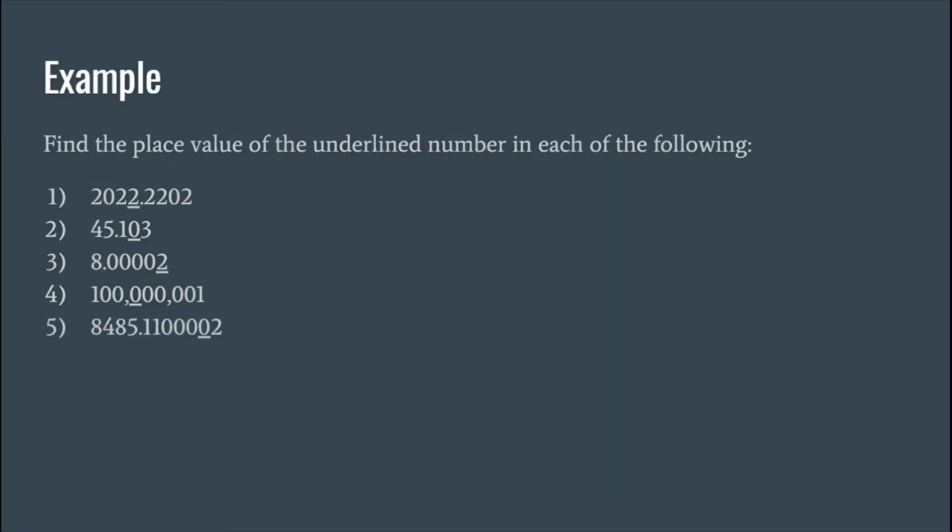And our last one here, it's to the right of the decimal, so that's going to be our th again. Tenths, hundredths, thousandths, ten-thousandths, hundred-thousandths, millionths. So this is the millionths place. If you got all of those, good job.